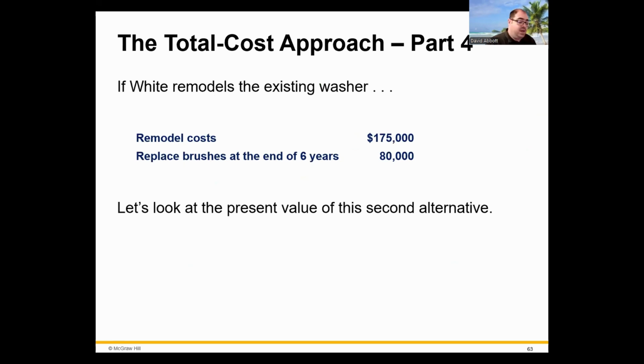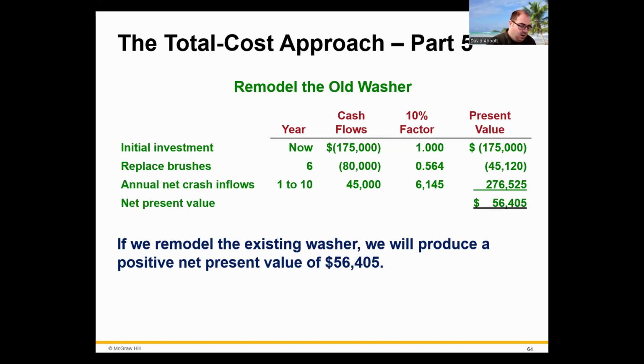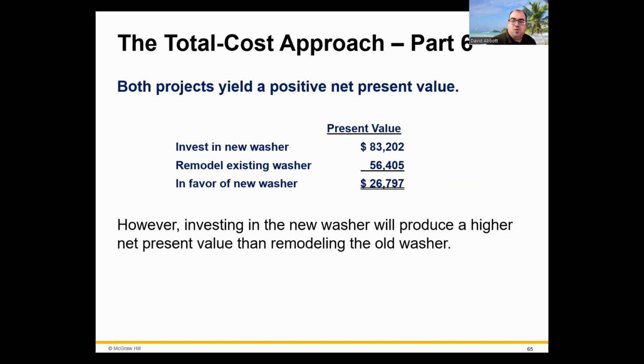So now, if White chooses to remodel the existing washer, the remodeling cost would be 175,000, and the cost to replace the brushes at the end of 6 years would be 80,000. If we look at the net present value of that alternative, again the initial investment would be 175,000. The cost to replace the brushes currently would be 45,120. And then the annual cash flow present value is 276,525. So then the net present value would be 56,405.